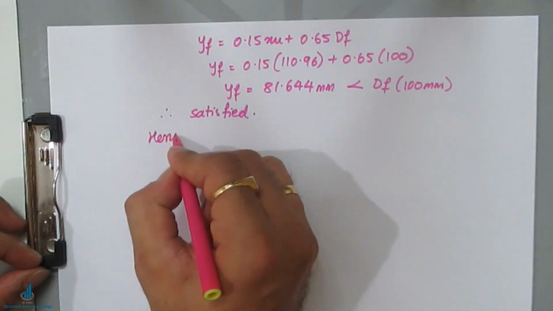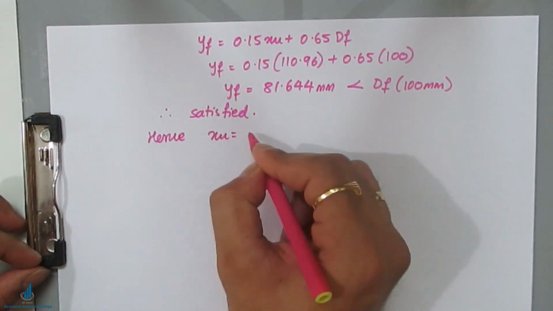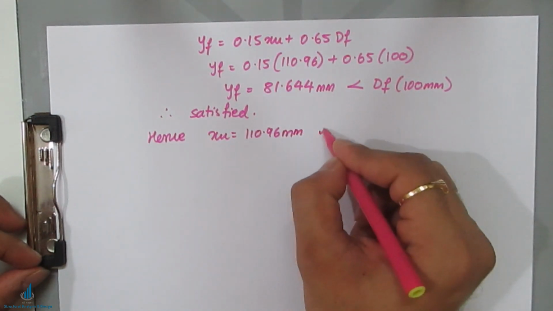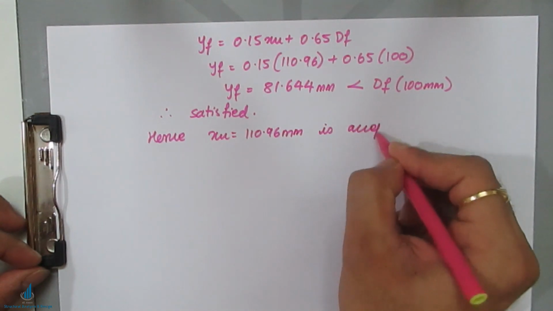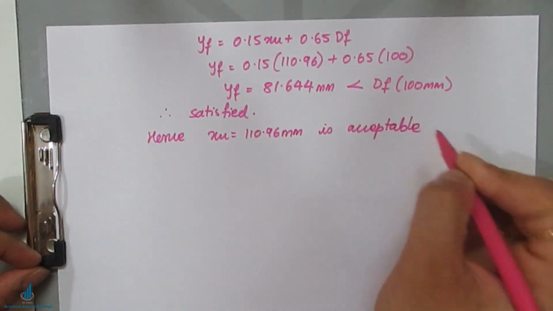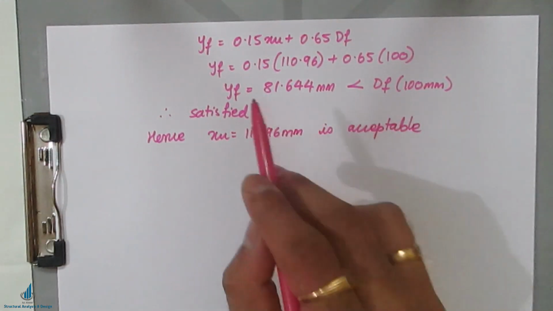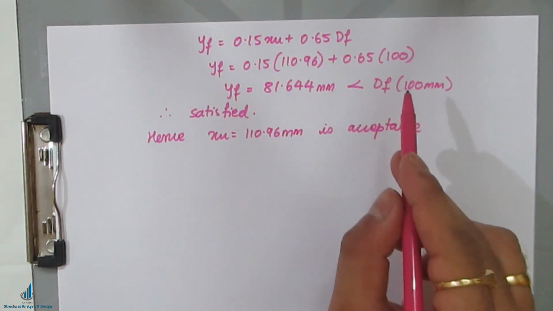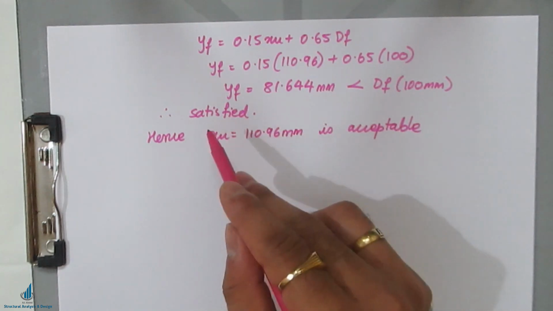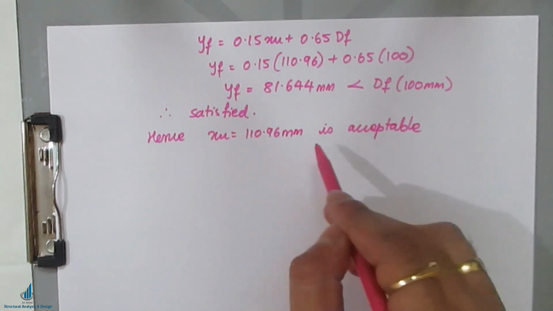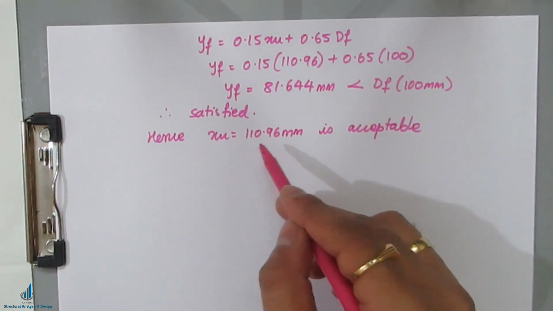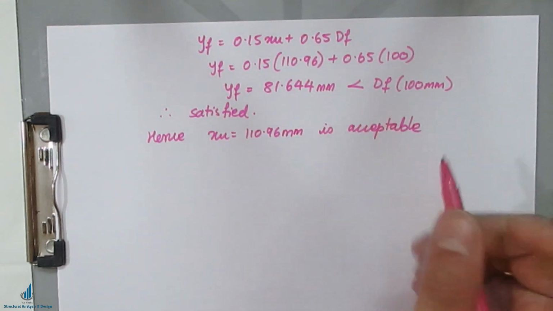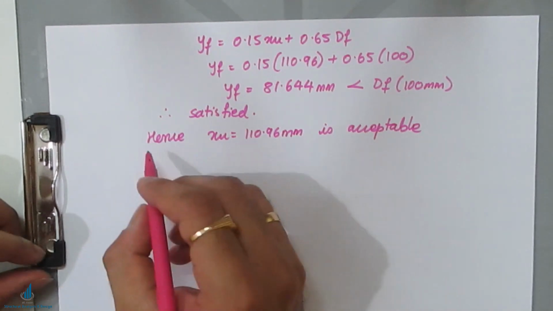Hence xu equals 110.96 mm is acceptable. Correct? First you have to find yf, and then you have to see that it should not be greater than Df, and then you can mention that xu is so and so, in this particular problem 110.96 mm, which is acceptable. Now what you have to do is find xu max.